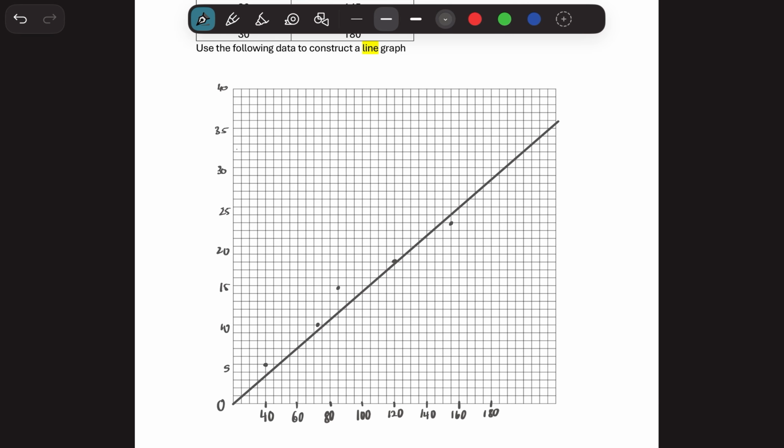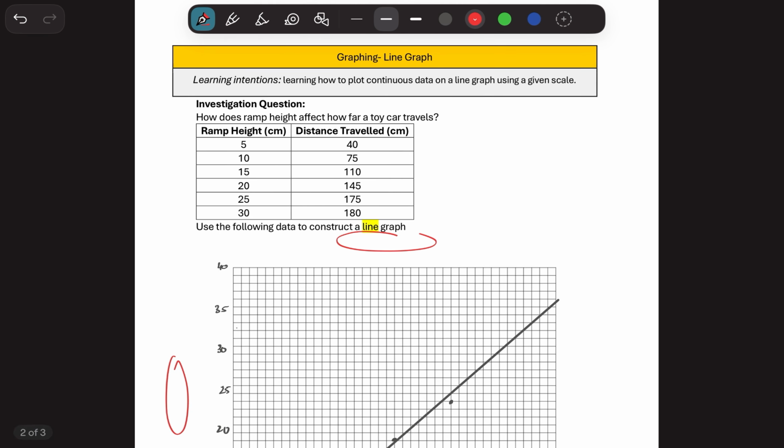Now, obviously the standout mistakes I'm not focusing on in this session, but there's a title missing here, an axis title missing there, and an axis title missing there, right? Before we start analyzing this graph, let's see what the question's about. So how does ramp height affect how far a toy car travels? So we're looking at ramp height and distance.